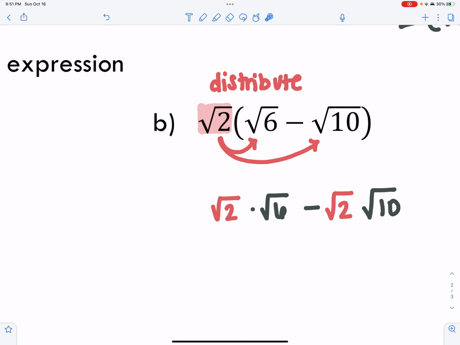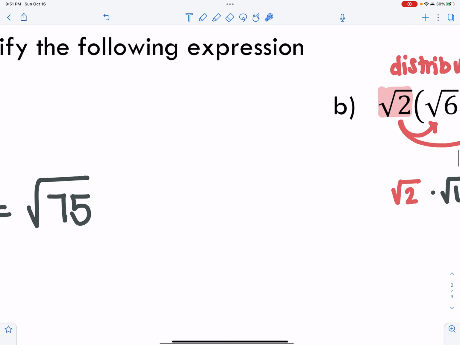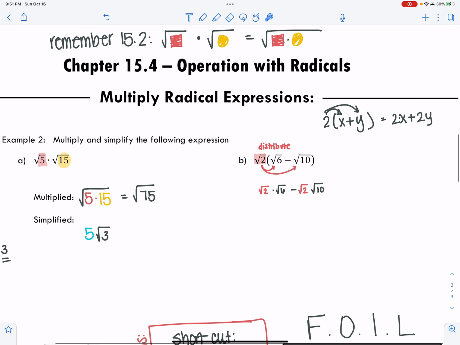Now I'm going to do essentially the problem I just did on the left, except I'm going to do it twice. So I'm going to use that property backwards that says I can multiply these. 2 times 6 and then 2 times 10. Well, 2 times 6 is going to give me 12. 2 times 10 is going to give me 20. So now looking at that, you may say, I'm done, because those two radicals are not like terms, and so I cannot combine them.